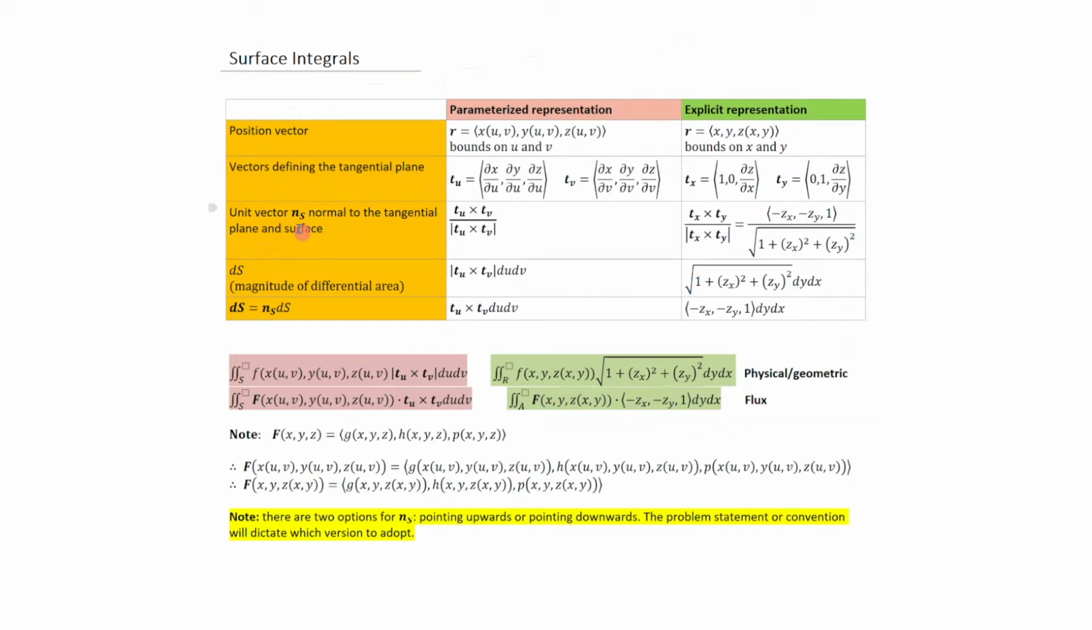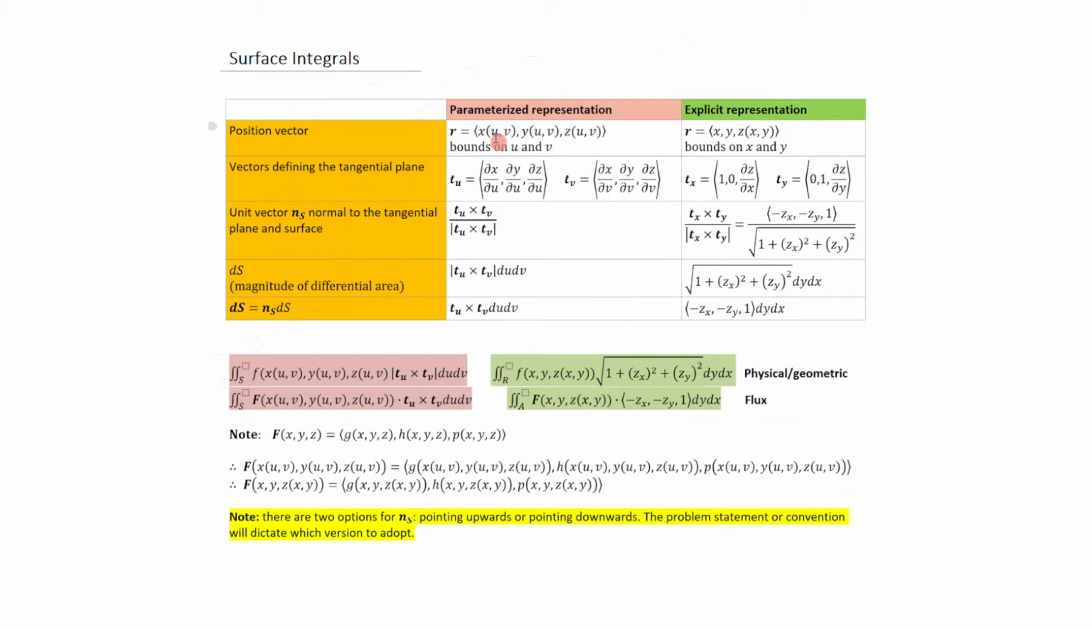The unit vector ns is normal to the tangential plane and to the surface. ds would be the magnitude of the differential area, and the orientation vector at a given point on the surface, perpendicular to the surface, would be ds, where ns is the unit vector which is normal to the surface. That's n subscript s ds. So these are the things of relevance. Here we have a column for the parameterized representation of these entities, and in this column we have the explicit representation.